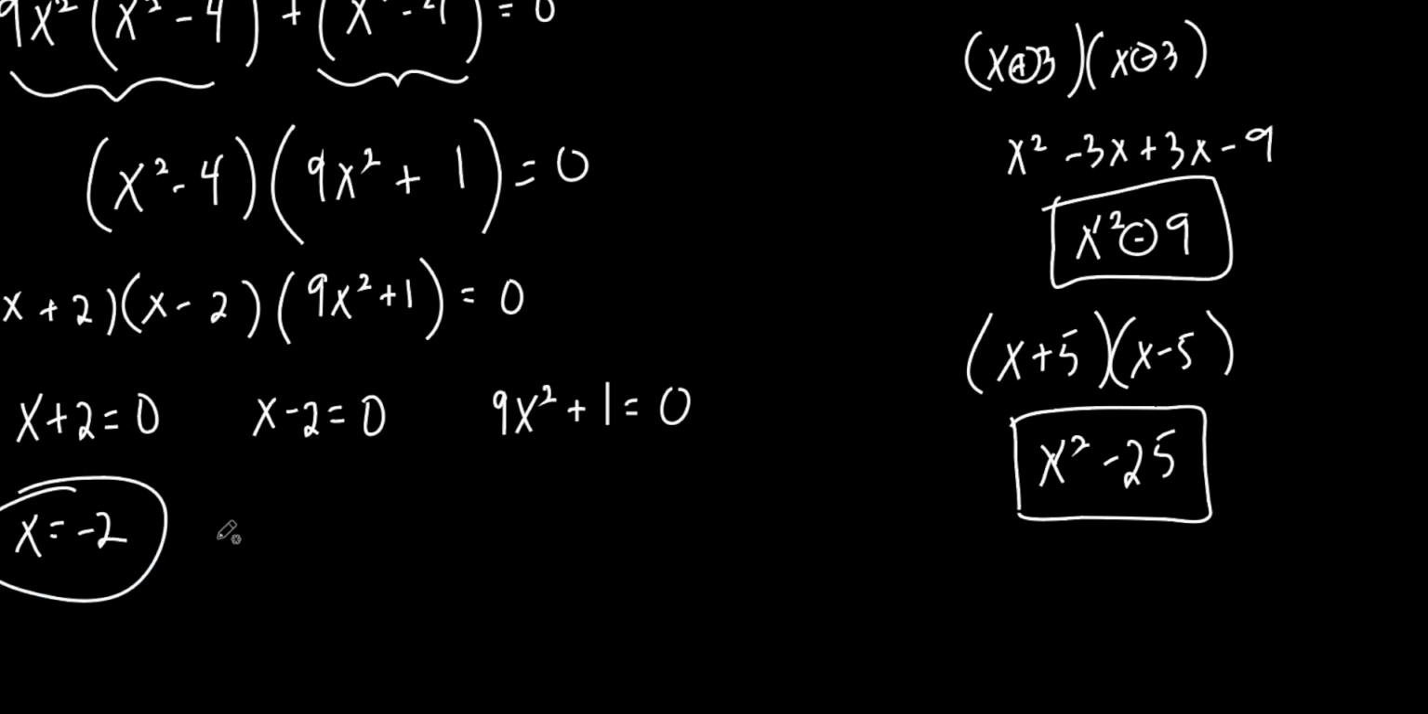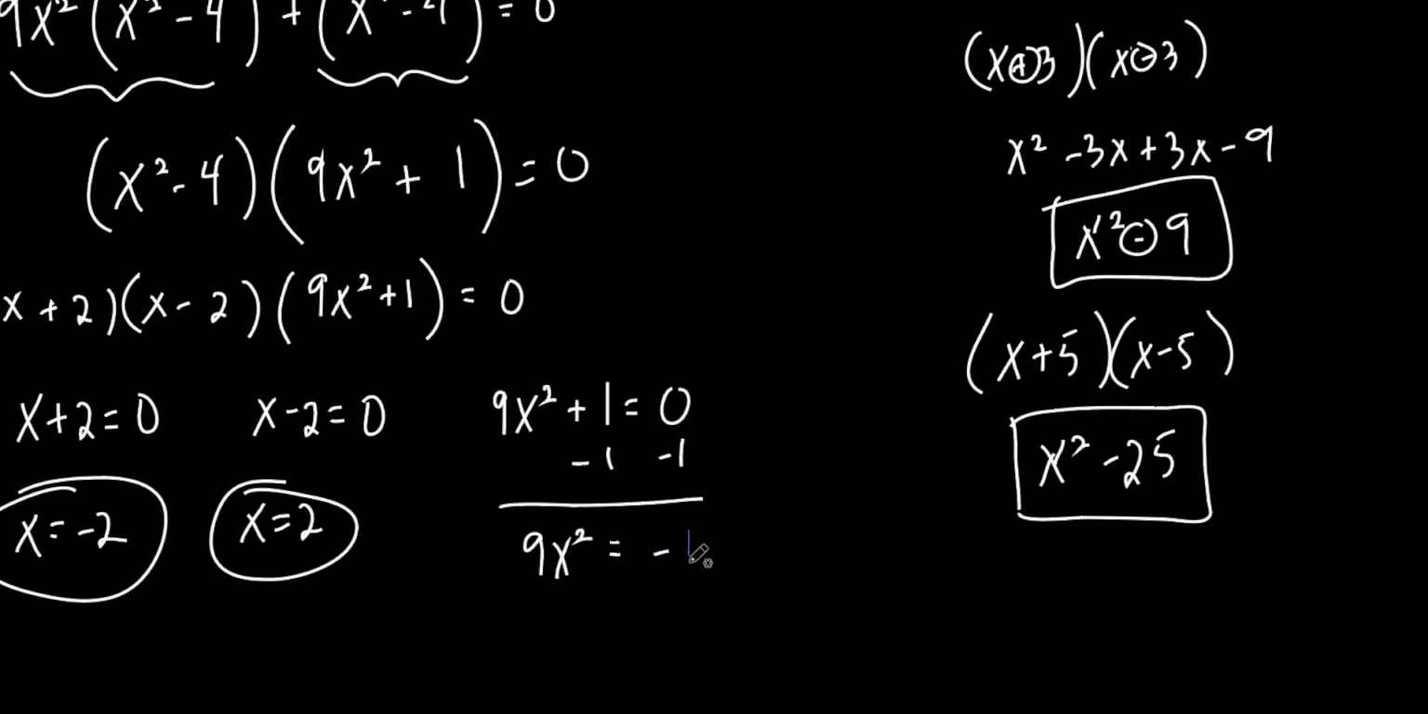How many answers am I going to get? 4. Remember at the beginning? It was to the 4th power? Okay. So add a 2. What's x here? 2. So those are two of my answers. Now, I got to solve for x here. This is a little weirder. But it's pretty much straight up algebra. Subtract a 1 from both sides. So I get 9x squared equals what? Negative 1. Divide both sides by 9.